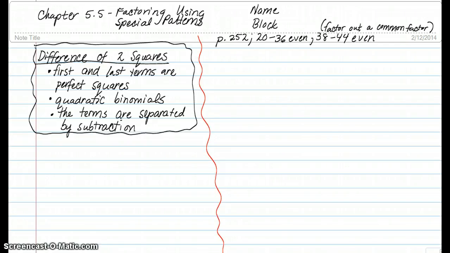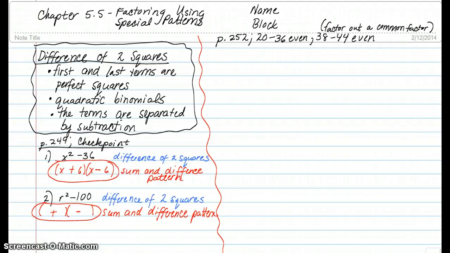For the difference of two squares, the first and last terms are perfect squares. They will be quadratic binomials, and the terms will be separated by subtraction. Hence the name difference relates to subtraction. Binomial means two terms. On page 249, the checkpoint exercises, number 1 is x squared minus 36.